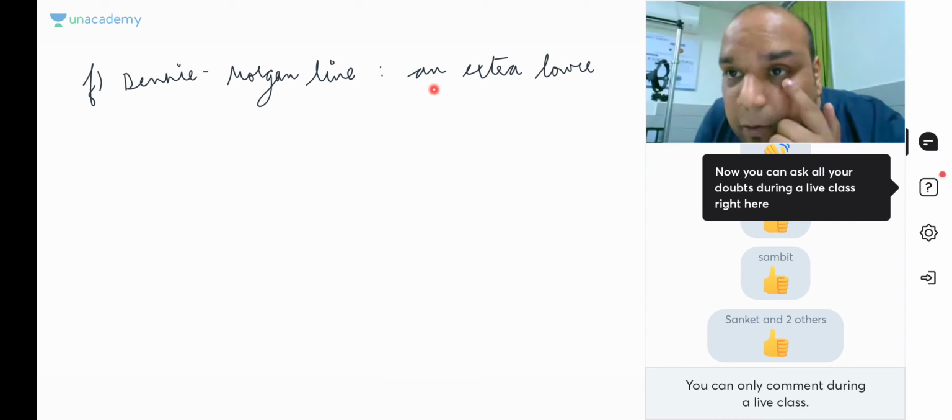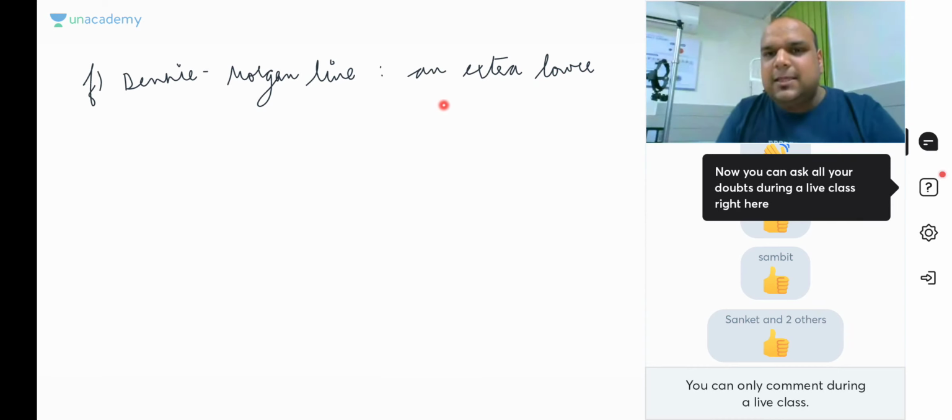Just like we have an upper lid crease, we have a lower lid crease also. See my lower lid, everybody? Yes, we have a lower lid fold or a lower lid crease also. Can you see? So in this case, there will be an extra lower lid crease. Instead of one lower lid crease, there will be two lower lid creases.